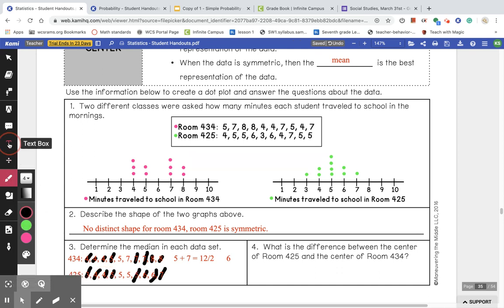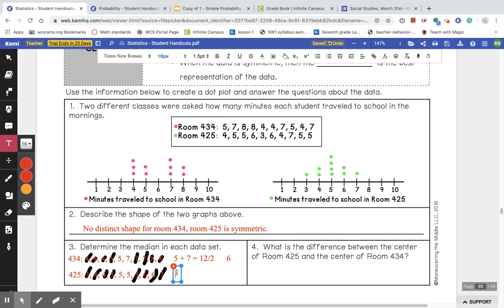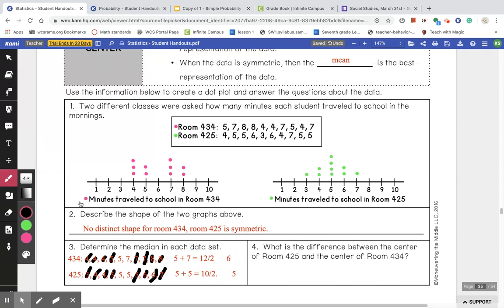All right, so again, we have 2 numbers in the middle. So to do that, you have to add them together. You have to find the mean of those 2 numbers. Well, 5 plus 5 is 10. 10 divided by 2 gives you 5. So 6 is our median for our first room, and 5 is our median for our second room.